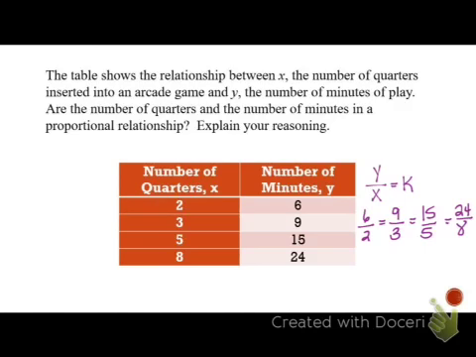6 divided by 2 gives us 3. 9 divided by 3 gives us 3. 15 divided by 5 gives us 3. And 24 divided by 8 gives us 3. So we do have a constant of proportionality. Our constant of proportionality is 3. So yes, this is a proportional relationship, stating all ratios reduce to 3 or 3 over 1, or every time you take the number of quarters and multiply it by 3, it will give you the number of minutes.